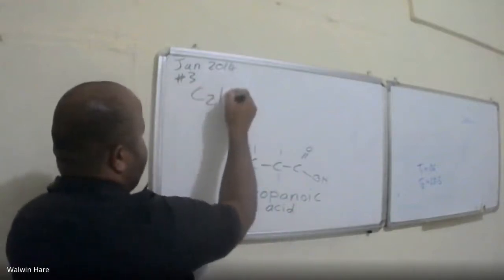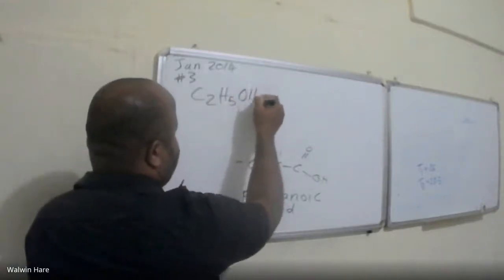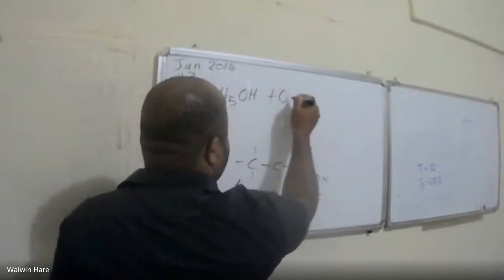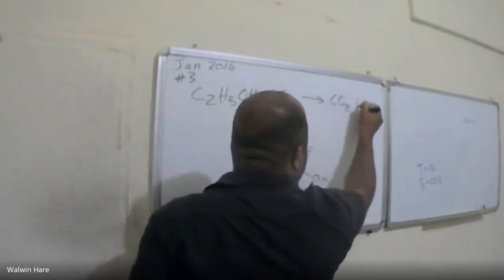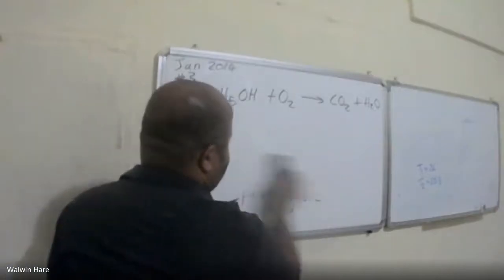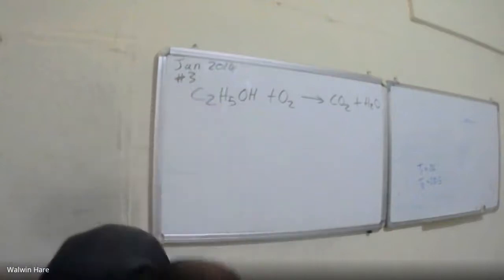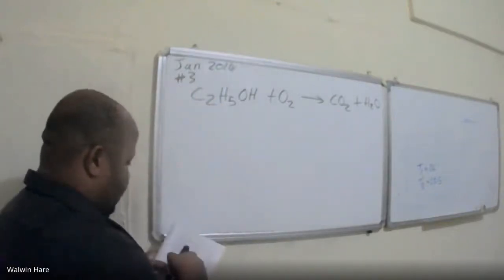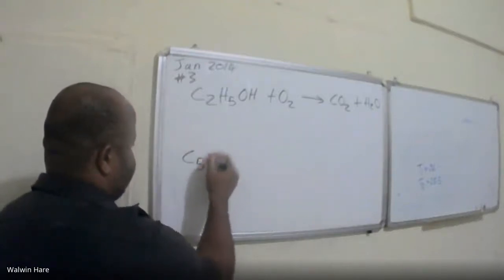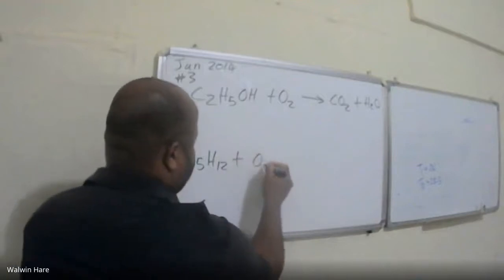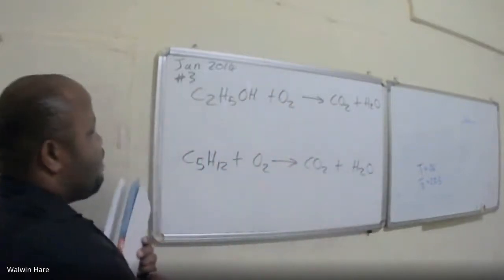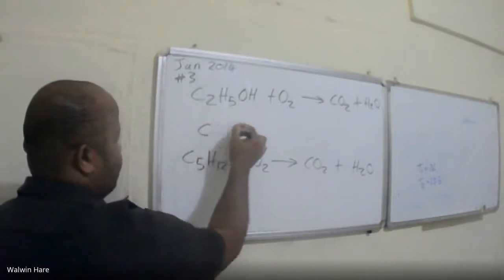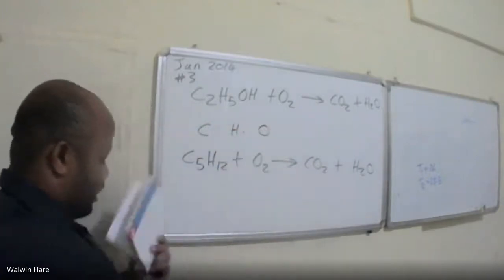So ethanol, I'm using the molecular formula now, C2H5OH, reacting with oxygen. We know it's combustion, so we must get carbon dioxide and water. I'm going to do the pentane as well. So C5H12 plus oxygen to give carbon dioxide and water. When we're balancing this equation, we're going to balance carbon, then hydrogen, and leave oxygen for last.